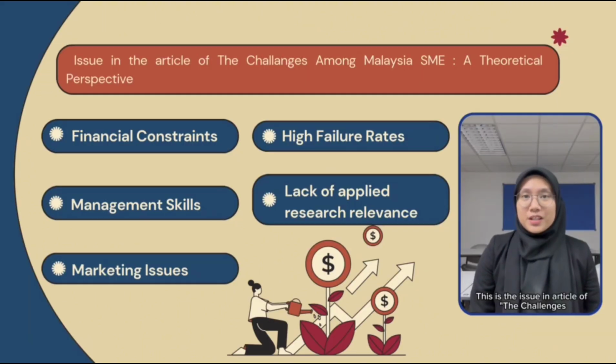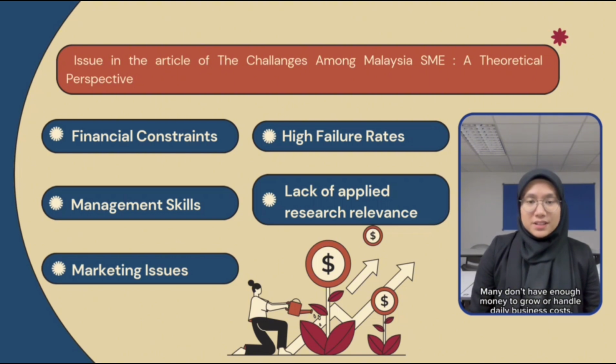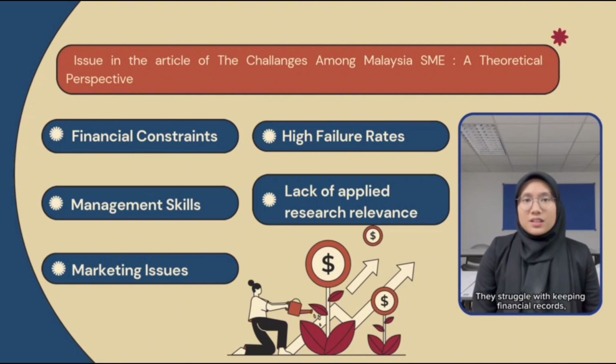This is the issue in the article, The Challenges Among Malaysian SMEs: A Theoretical Perspective. Number 1 is financial constraint or financial problem. SMEs have trouble getting loans and managing their money. Many don't have enough money to grow or handle daily business costs. Number 2 is lack of management skills. Many business owners don't know how to manage their business well. They struggle with keeping financial records, planning, and handling employees, which leads to poor results or failure.